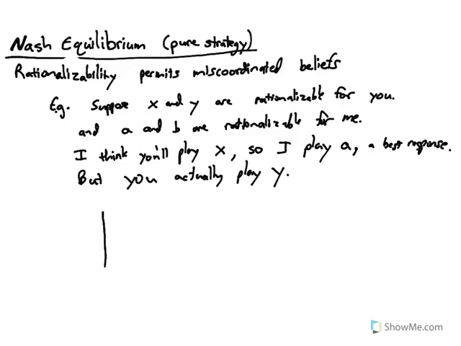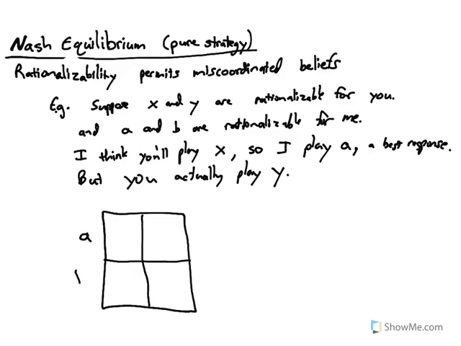So I could be in a game like this. 2 by 2. After iterated dominance, this is R, the rationalizable set. We have the following game that survives iterated dominance. Suppose 3, 2, 0, 0, 0, 0, 2, 3. I'm player 1, and I think you're going to play X. If I think you're going to play X, A is the best response for me, so I play A. But it turns out you played Y, and the reason you played Y is that you thought I was going to play B. So we both ended up making reasonable guesses, but we were wrong. So this is possible within the rationalizable set.